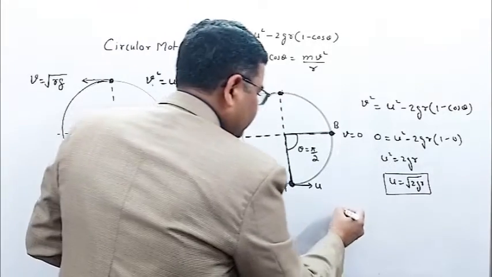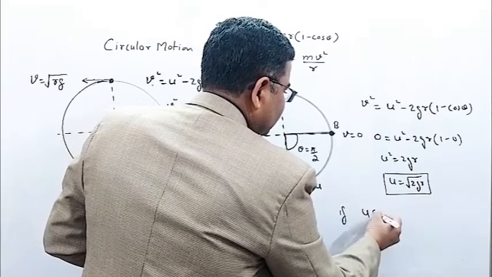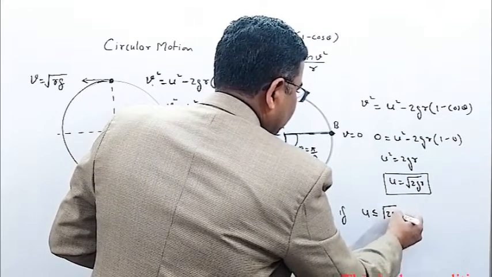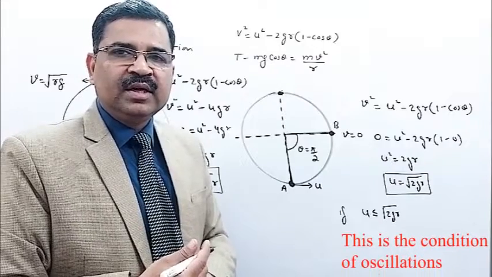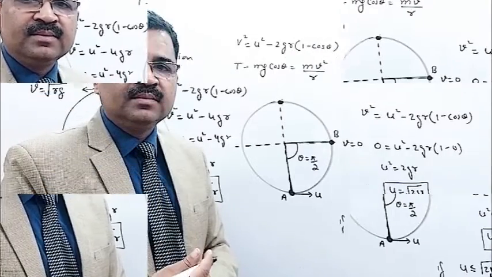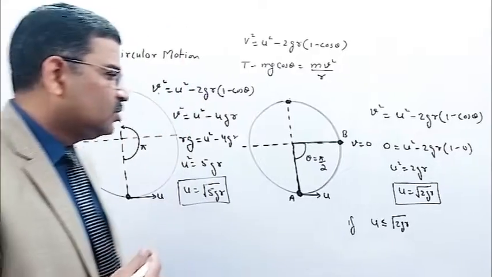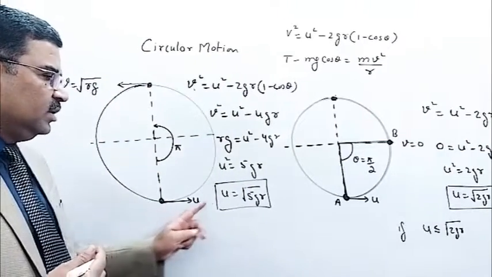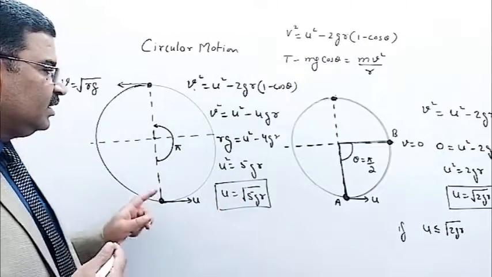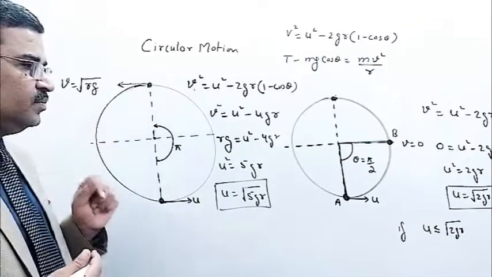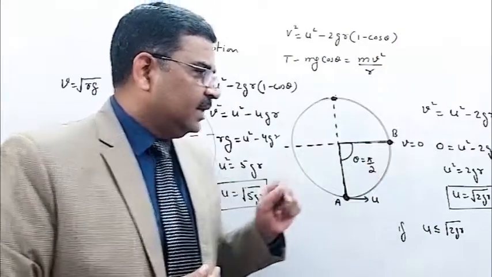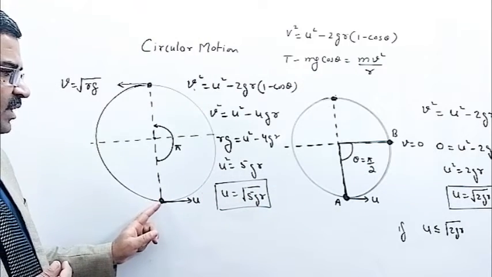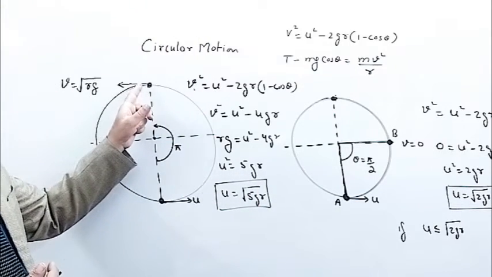So that is called the condition of oscillation. This means if u is less than or equal to under root 2gr, the bob or the pendulum will oscillate about the lowest position. And if suppose the velocity of the bob at the lowest point is under root 5gr, then it completes a vertical circle. So at under root 2gr it reaches this point. At a velocity of under root 5gr it completes a vertical circle.